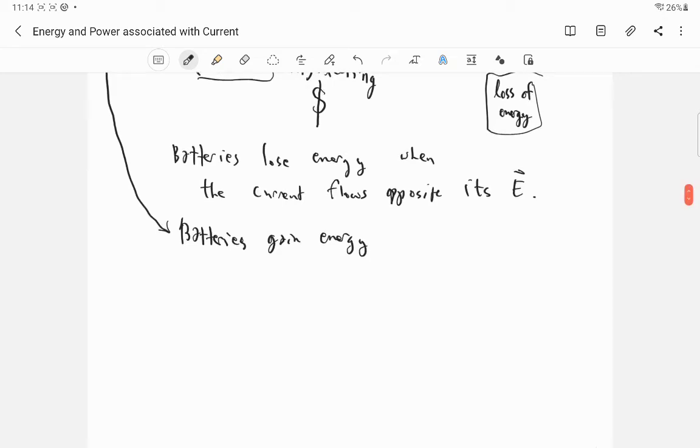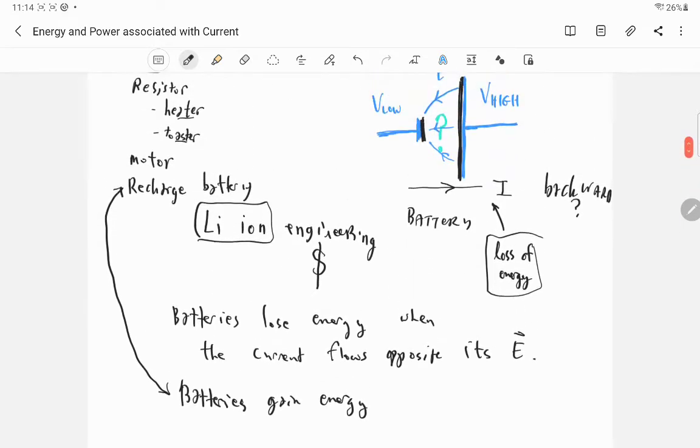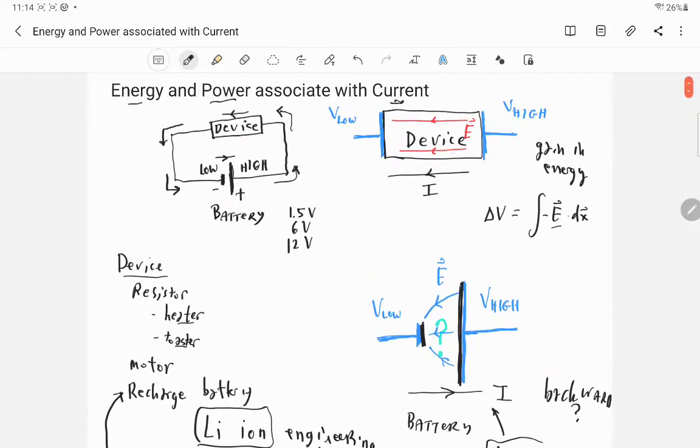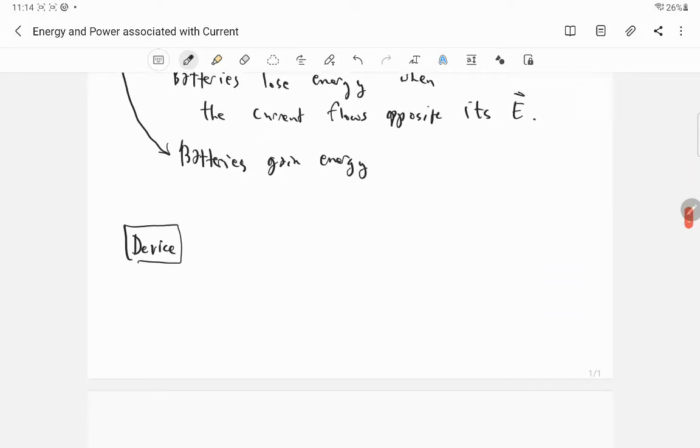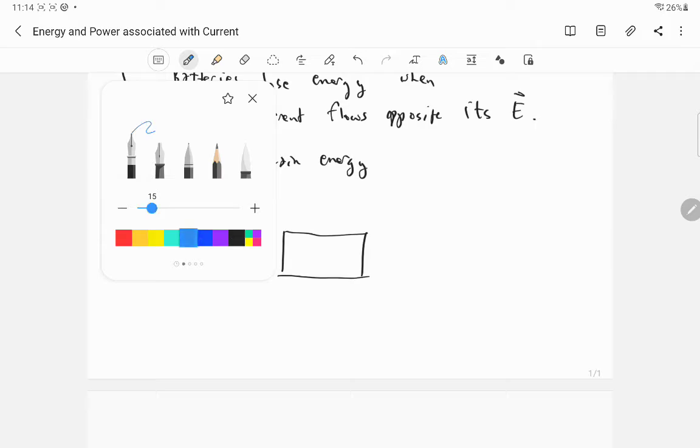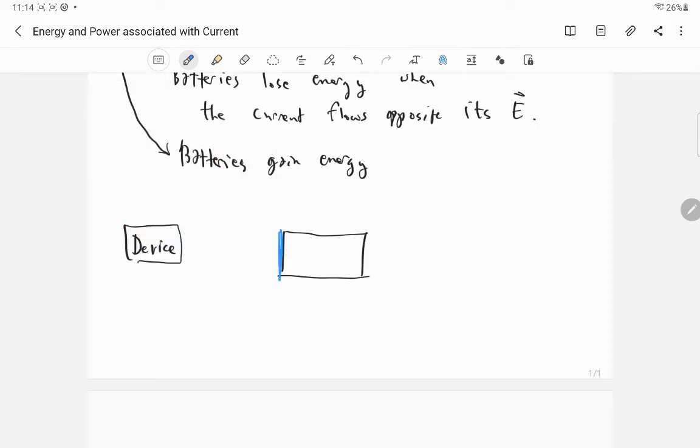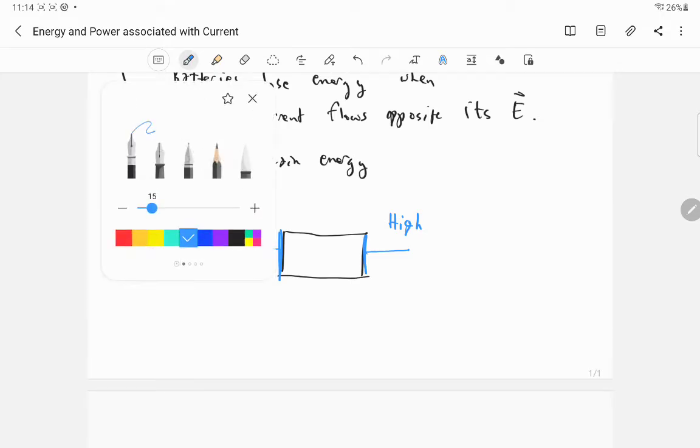But anyways, let's study the device because it's a little bit easier to study. So here's the device. Let me draw it again. Here's the device, and here are the little metal contacts. That's the low side and the high side. All right, so let's talk about energy first.